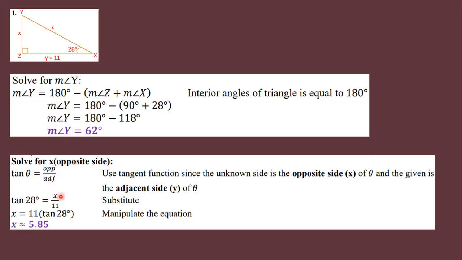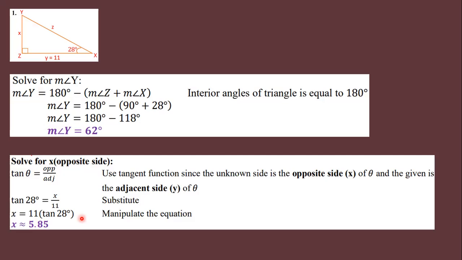Once you're done substituting, let's manipulate the equation. Therefore, it will turn out like this. x is equal to 11 times the quantity tangent 28 degrees. At this time, you are going to use your calculators to solve for tangent 28 degrees. But if you are very smart, you can solve tangent 28 degrees mentally.